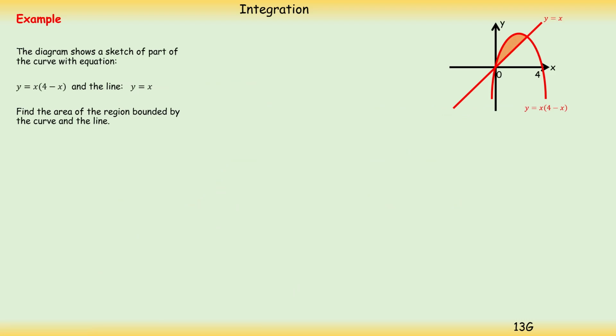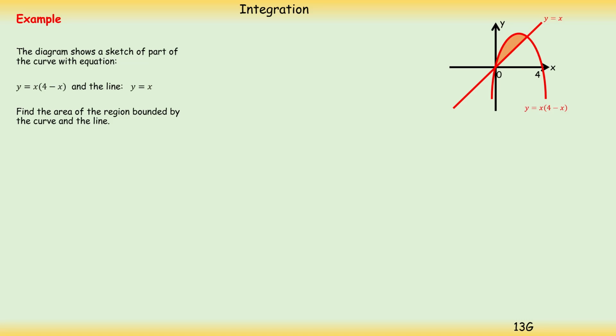Okay, so let's have a look at this example here. We've got a sketch of a curve and an equation. The curve is y equals x times 4 minus x, and the line is y equals x. So we want to find the area bounded by the curve and the line.